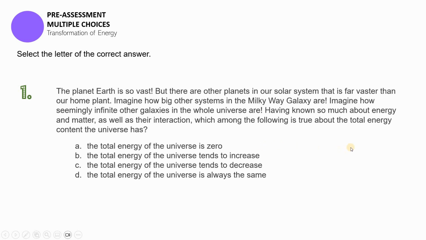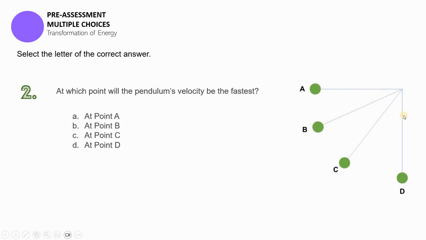Pause this video if you need more time. Are you through? Let us proceed with the next item. Observe this pendulum first. That's what you do first. So, mukha siyang lato-lato, no? A, B, and C, at saka D.